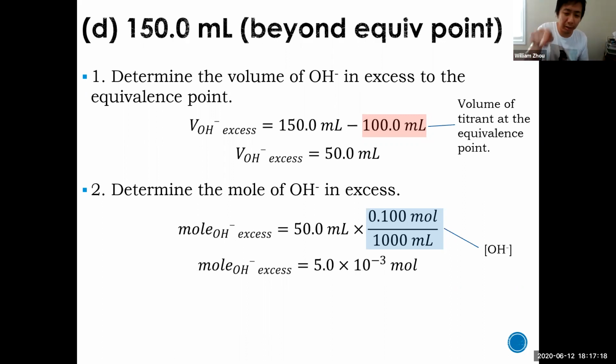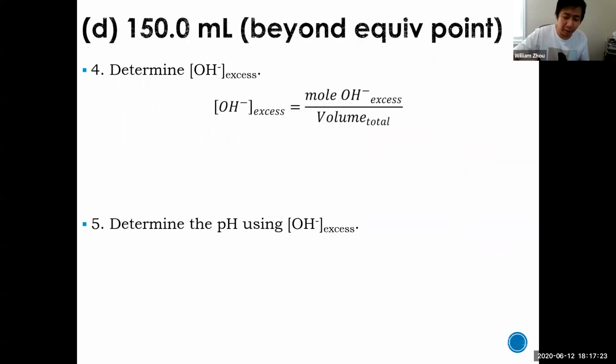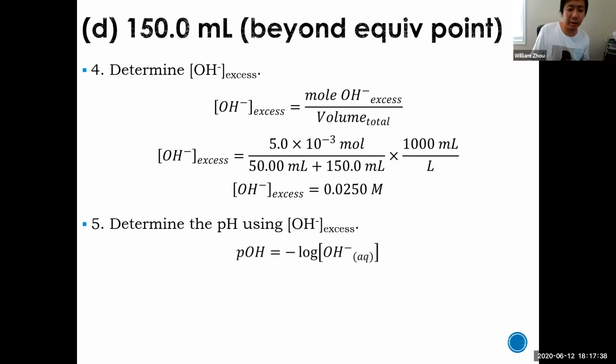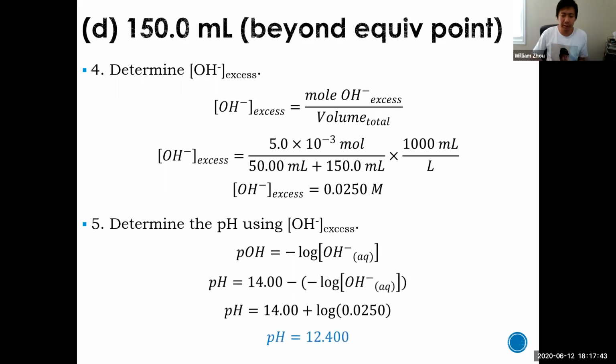So negative log of this, no. Divide by volume to get concentration: 50 plus 150, that is 200. You get 0.025 moles per liter. That is the concentration of the hydroxide in excess after you added too much. Then take the negative log. Okay, you get the pOH, subtract from 14. Finally, the pH of your solution should be 12.4, okay, which is a high number. That makes sense because you have added too much base.